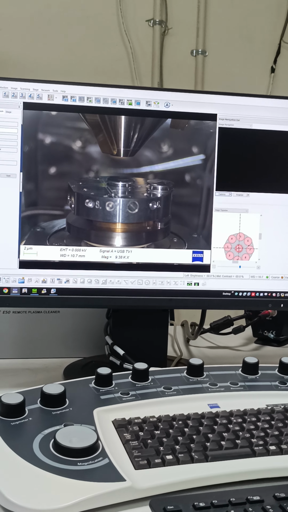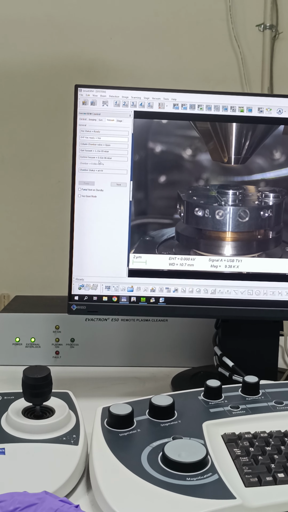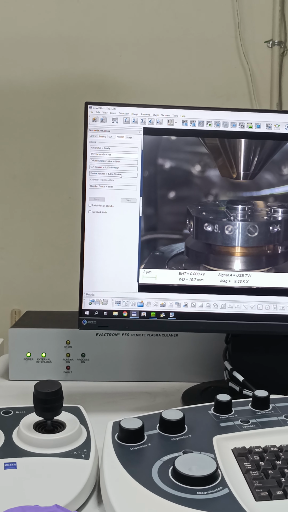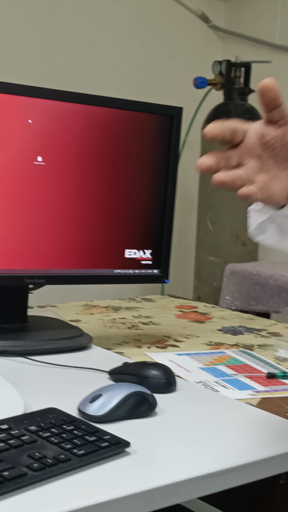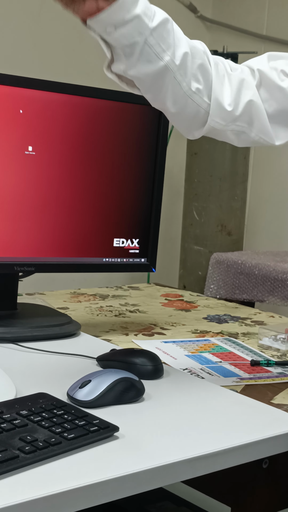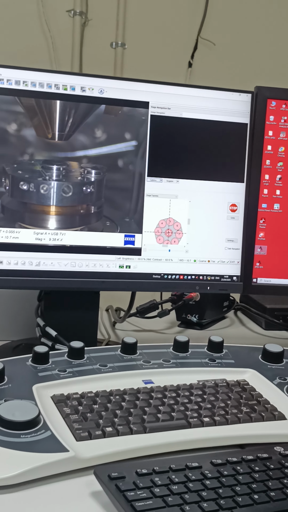You can see this particular system's chamber vacuum can go up to 10 to the minus 7. If you keep the system overnight and do not use it, after maybe 5-6 hours, 10 hours, the vacuum level even improves a bit. So this is the vacuum level.